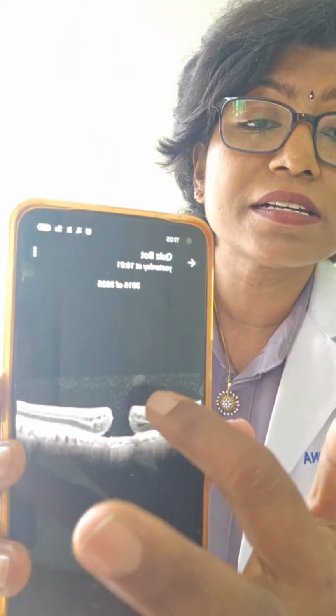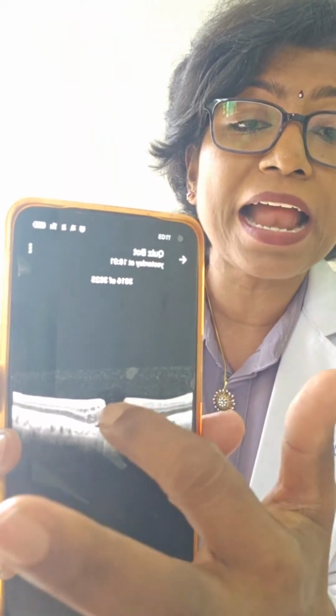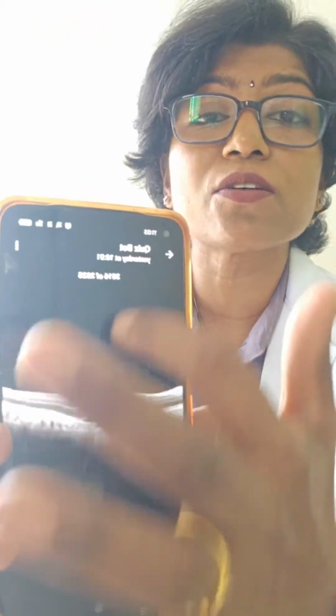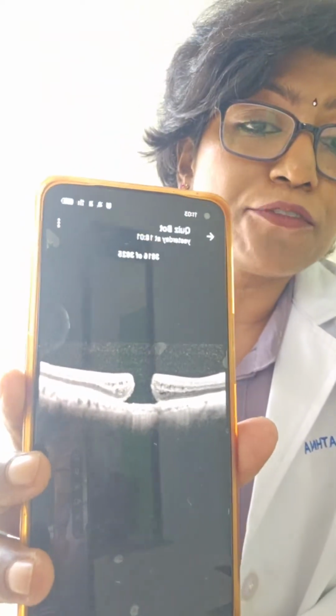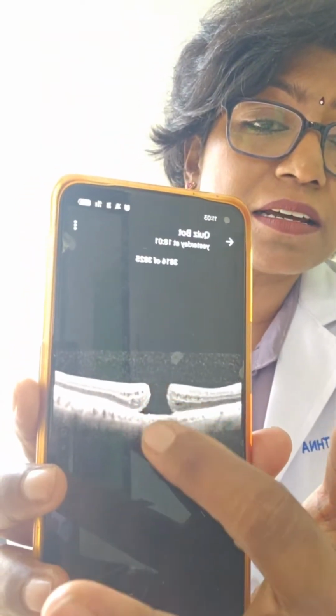Let's see the options. One is vitreomacular traction. Vitreomacular traction would have something coming from the vitreous, a band trying to pull. So there will be a traction, meaning a pull. So this is not vitreomacular traction. In fact, I've discussed that with you. The second option is macular hole, which in fact is the diagnosis. Agree with me? A full thickness defect in the retinal layers.